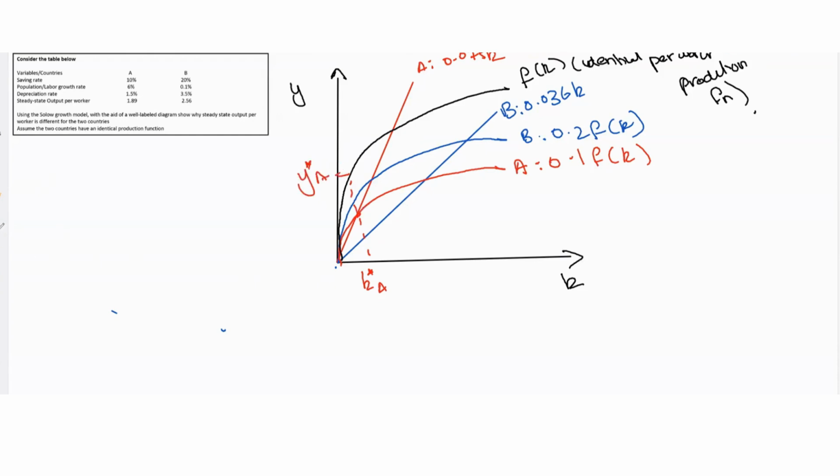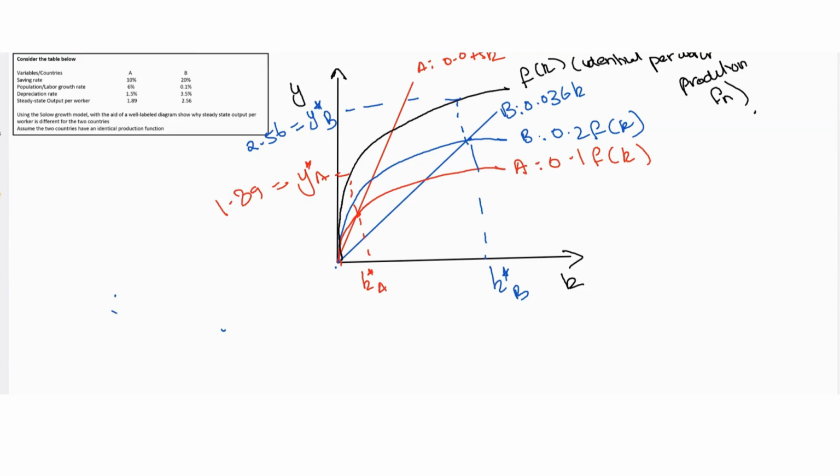Now let's do the same for country B. We know country B's steady state capital per worker is given at the intersection of its investment per worker curve, which is this, and its break-even investment per worker line. So this is K star B. And then using that identical per worker production function, we can find its steady state level of output per worker. As we can see, this is given to us as 2.56, and this is given to us as 1.89, and we can clearly see the difference, right?